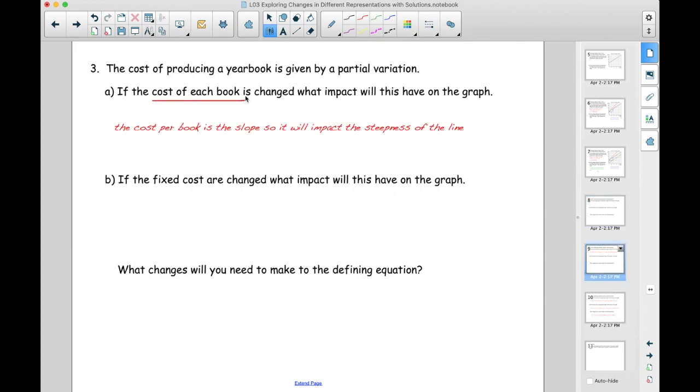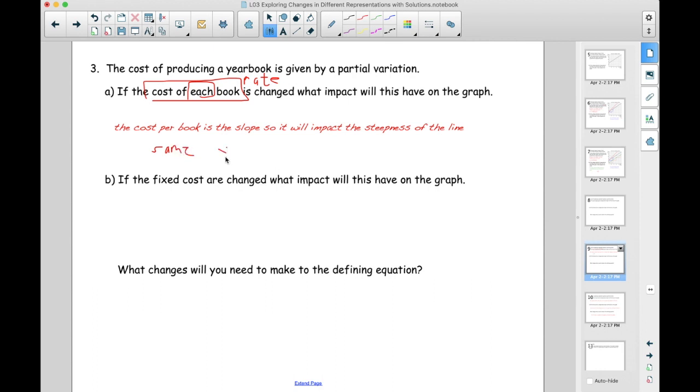So the cost per book, each book, there's that special word, each or per, that is our slope or a rate. So I'm just going to note here that's a rate. If you change the rate, it will impact the steepness. We haven't changed the initial condition. So the cost of the book is a slope. It's going to impact the steepness of the line. We don't know if it should get steeper or less steep because they didn't tell us how the cost was changed. I should note, though, I forgot to write that, same y-intercept.